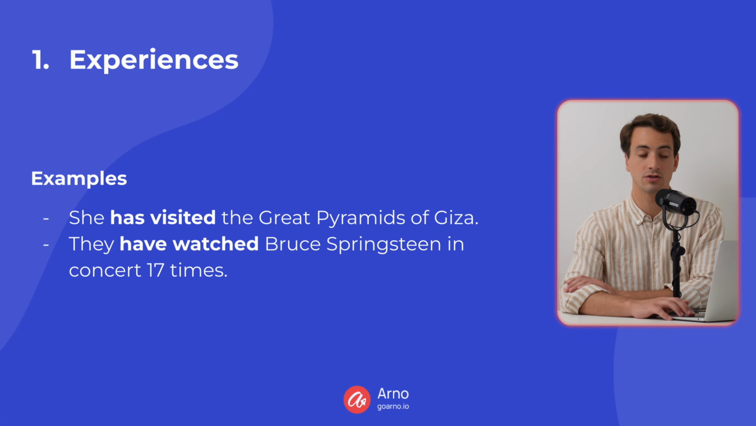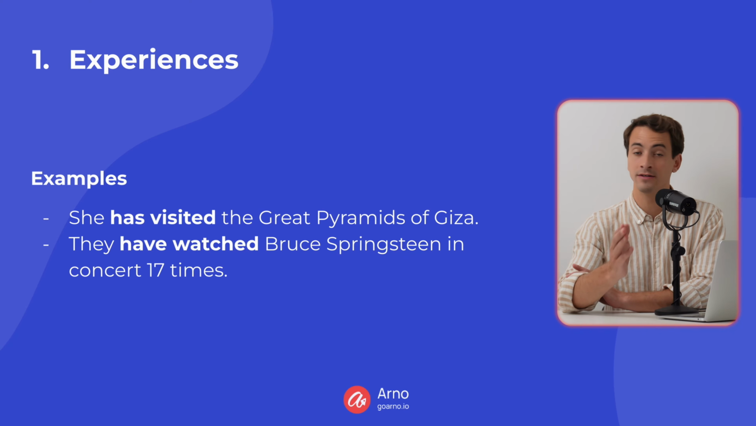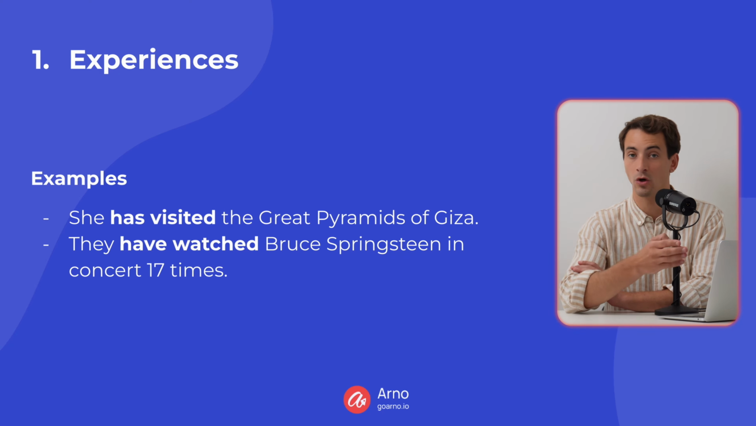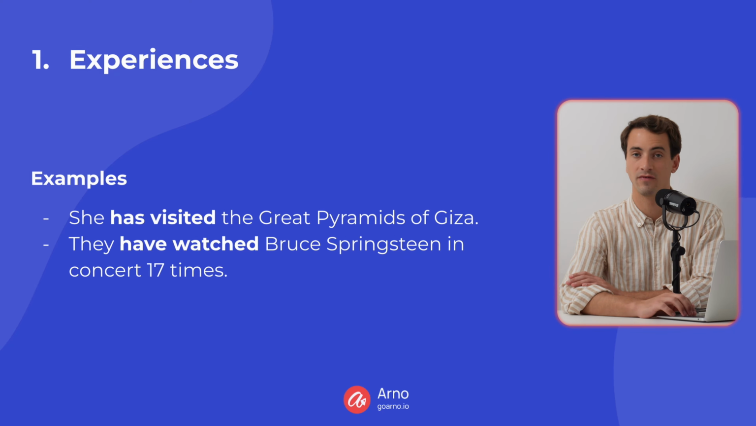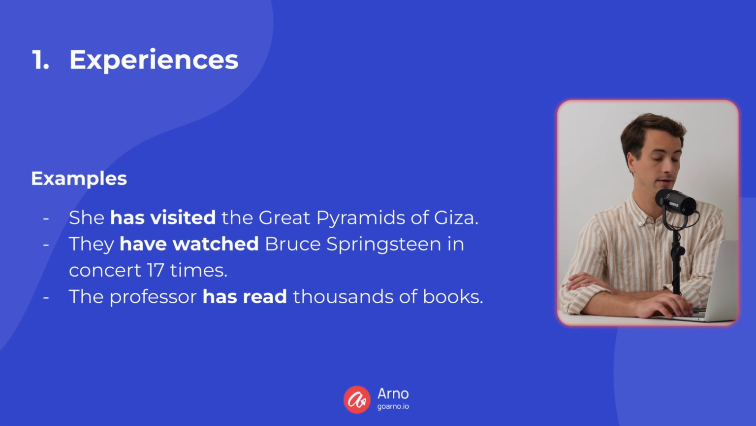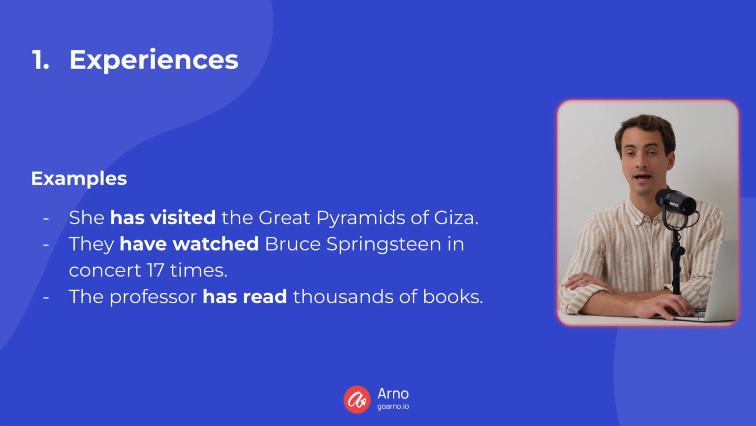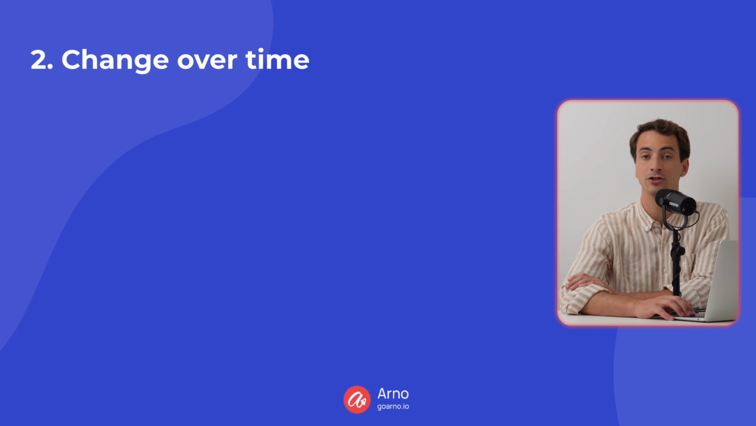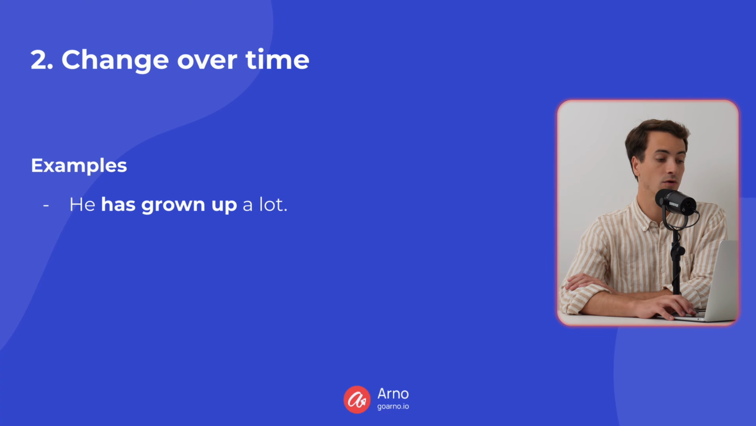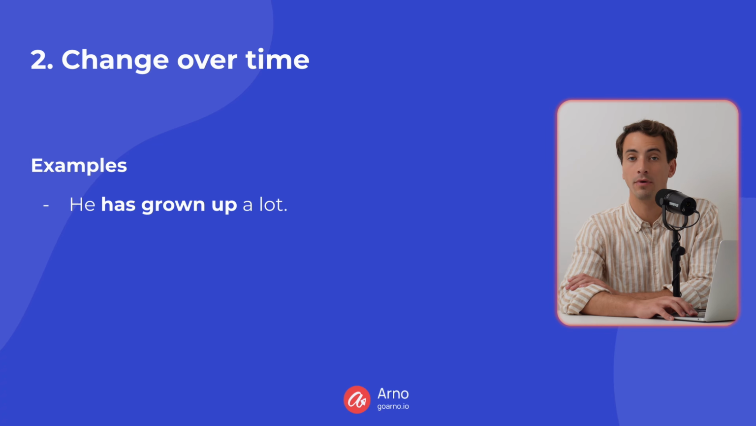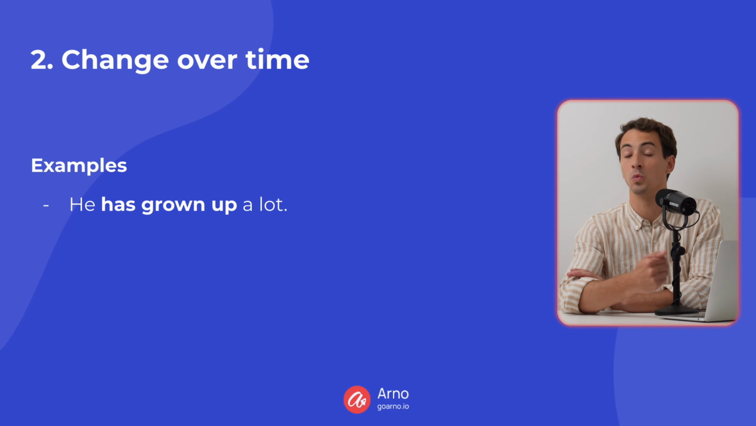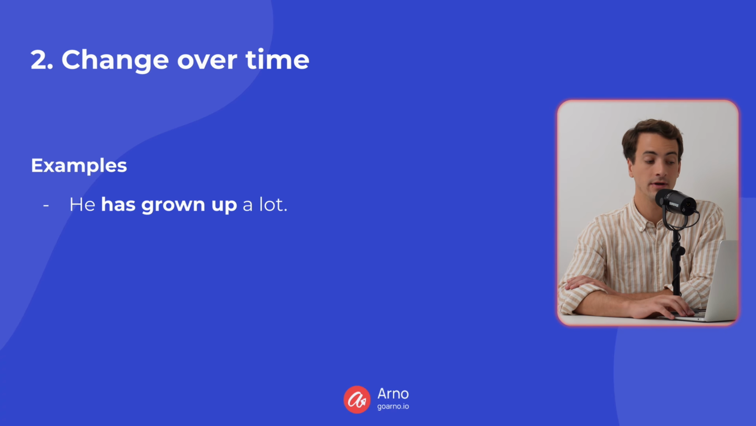They have watched Bruce Springsteen in concert 17 times. Same thing. They've gone 17 times, but in this sentence, we don't know when they went. It is unspecified. We use the present perfect. The professor has read thousands of books. We also use it for change over time. For example, he has grown up a lot. This sentence doesn't tell us when exactly he grew up. It's unspecified, so we use the present perfect, has grown up.